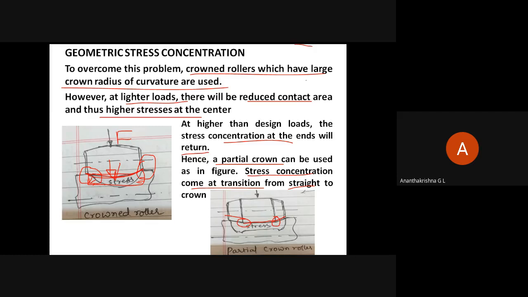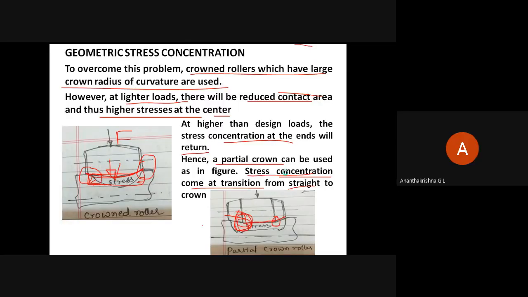So again, there will be some amount of higher stresses at the center. To overcome that, they had one partial crown. Again, stress concentration will come at the transition from the straight portion to the crowned portion. So various geometries will have different problems, right? But we can reduce stress concentration by having proper geometry of the rollers.